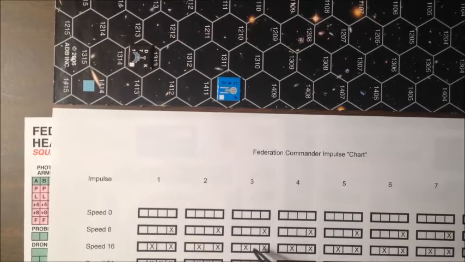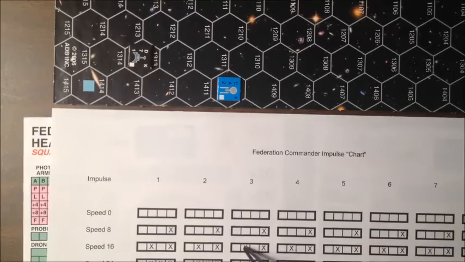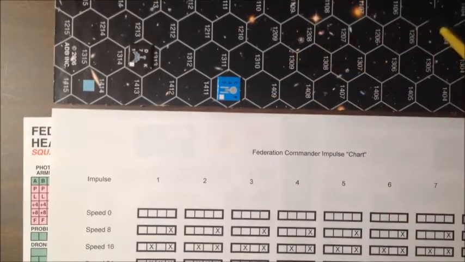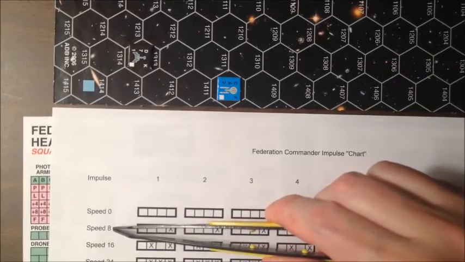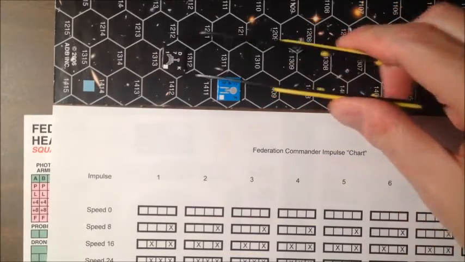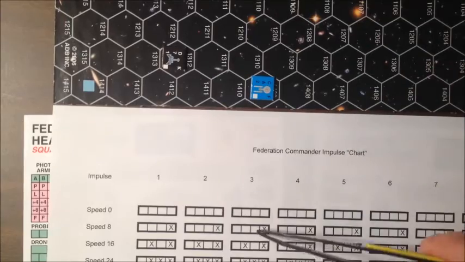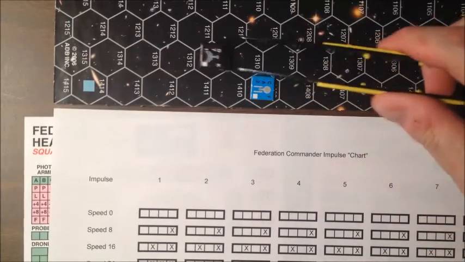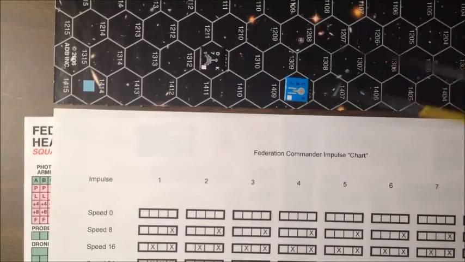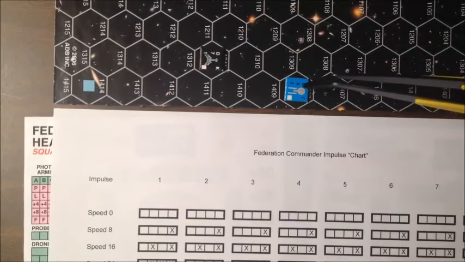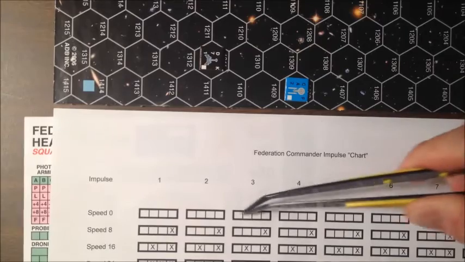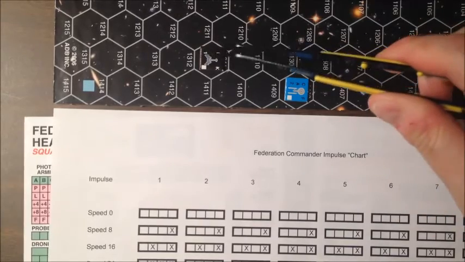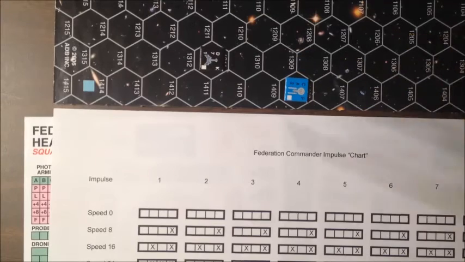So impulse 1, nothing happens. Impulse 2, they both move. Since the Klingon ship has a lower baseline speed, it still has a baseline of 8. It moves first, but they both move. And then nothing happens on 3, and then on 4 again, they both move. So now, effectively, the Klingon player is keeping up with the Federation ship by having accelerated. But note that he had to spend another point of energy. So anytime you accelerate, you're spending as much energy as it costs you to move 1 hex for your ship. With both of these ships, it's 1 point of energy.